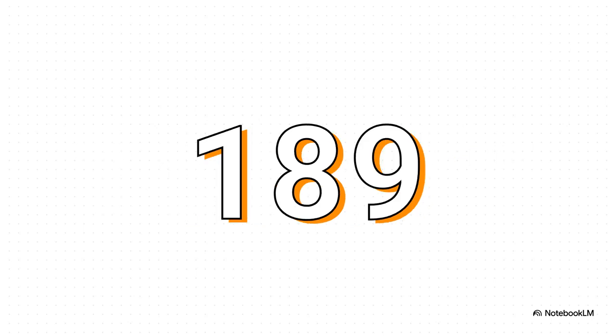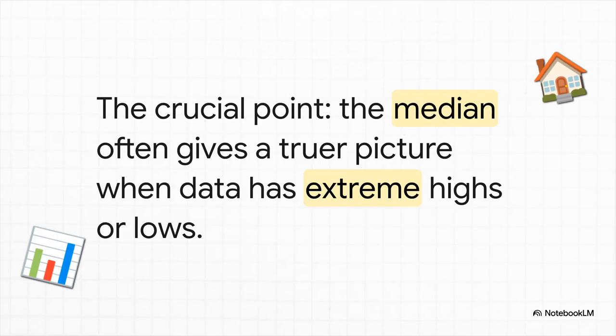And this is where the median just shines. Even after we changed that outlier, the middle value in our list doesn't move at all. The median stays exactly the same at 189. It's totally unfazed. And here's the key takeaway. When your data has some wild extremes, think about house prices in a neighborhood with one giant mansion. The median is often going to paint a much more honest picture of what's typical than the mean.